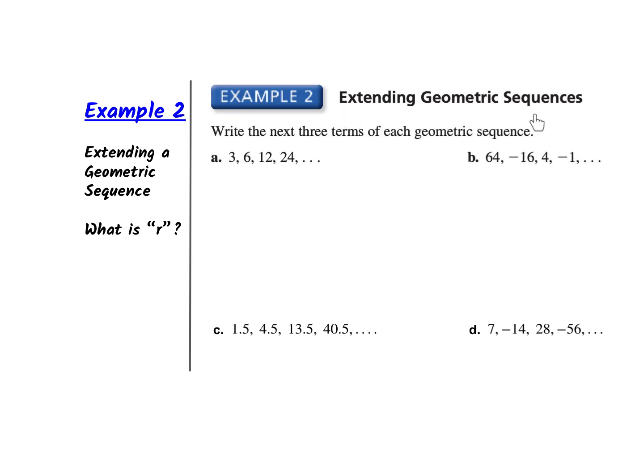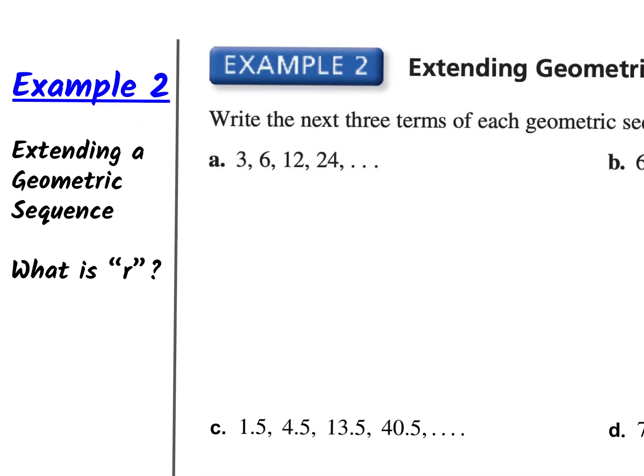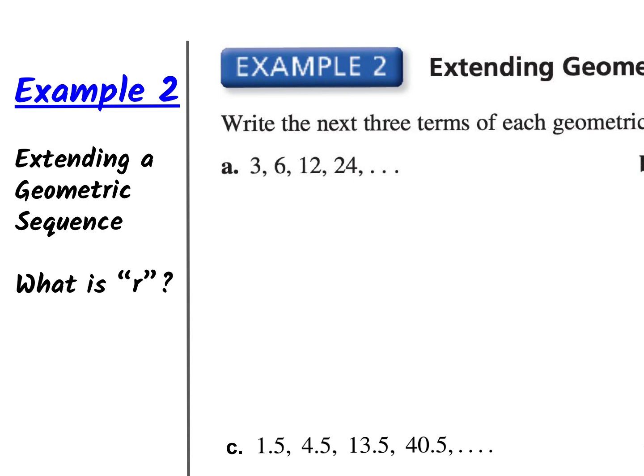Example 2, we are going to extend geometric sequences, meaning we're going to move them forward. So let's write down our key ideas. We're extending a geometric sequence. And we're also going to establish what is R, or what is the common ratio. So our example here wants us to write the next 3 terms of each geometric sequence.